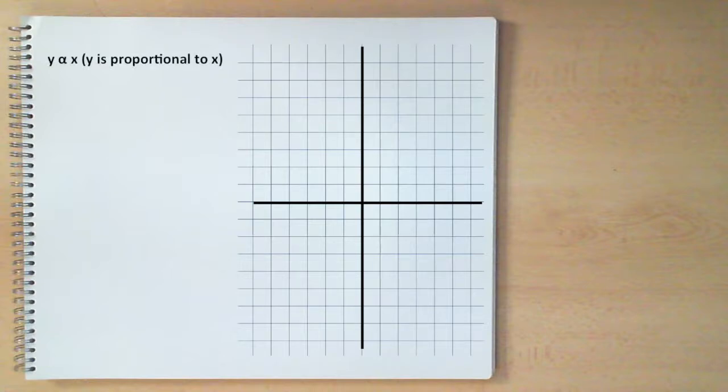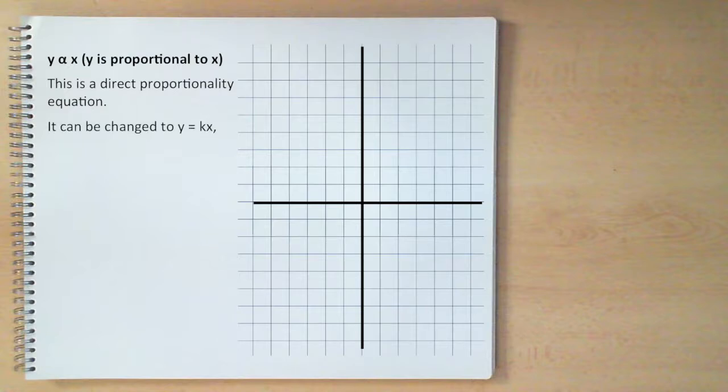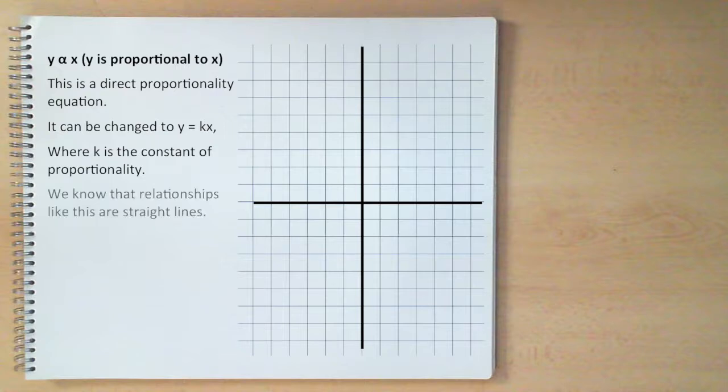In this, y is proportional to x. We use that little symbol to represent the words "proportional to". So y is proportional to x is a direct proportional relationship, and it can be represented by the equation y is equal to kx. And you should be able to recognize this as a straight line graph. And in this equation, k is the constant of proportionality.